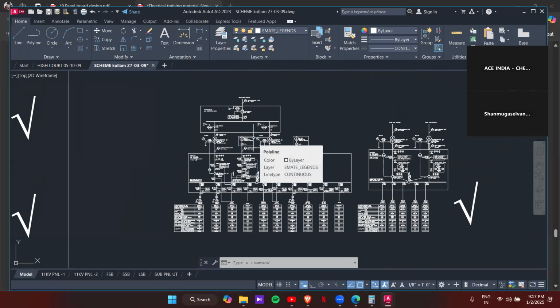I hope this one is okay. So in the coming classes, we'll be discussing more about this one. I'll be designing this one also. So any doubt in this one?